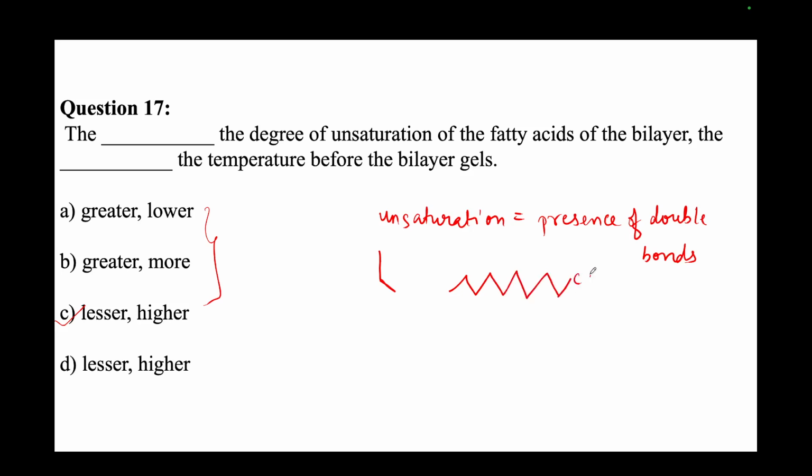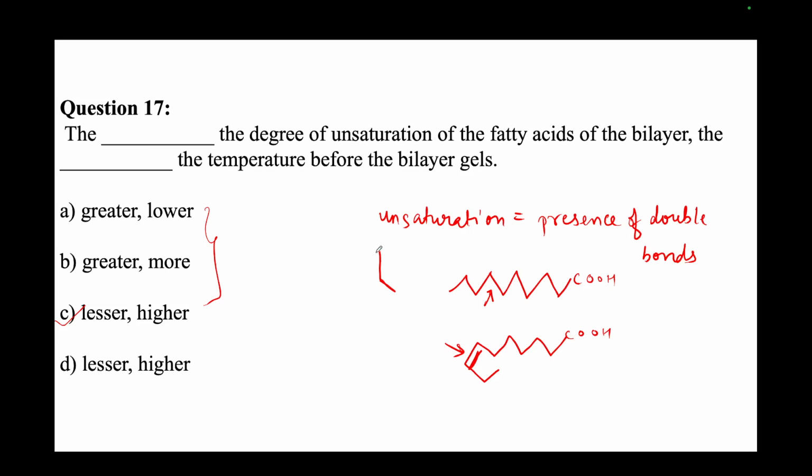so let's say this is a fatty acid. Now if I introduce a double bond here, let's say, what will happen? Since the double bond has a cis formation, because of the double bond there will be a kink. Okay, there will be a kink in the structure. Due to that kink in the structure, the structure becomes more and more fragile.